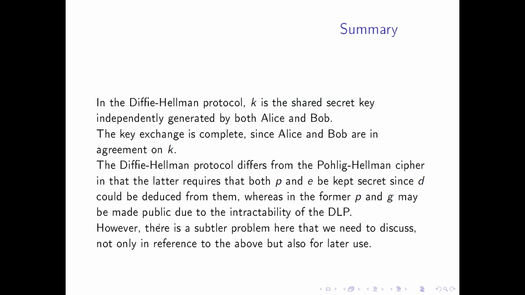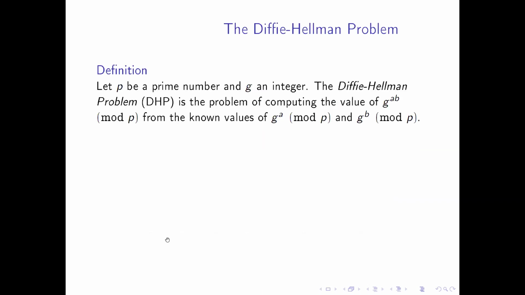However, there's a subtler problem here, and let's talk about that because we're going to use this. In fact, it's the basis of a lot of RSA, and you'll understand how it fits in. It's called the Diffie-Hellman problem. So remember, we had the discrete logarithm problem. We're now going to talk about the Diffie-Hellman problem. If I know P and G, the Diffie-Hellman problem is the problem of computing G to the AB if I know G to the A and I know G to the B. I don't have to know little a and little b. If I know G to the A and G to the B, can I figure out what G to the AB is?